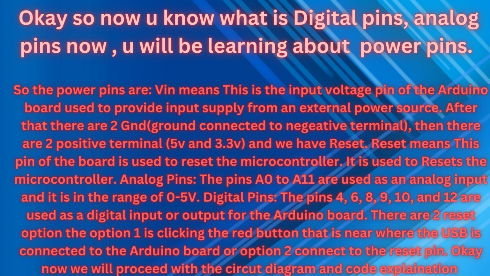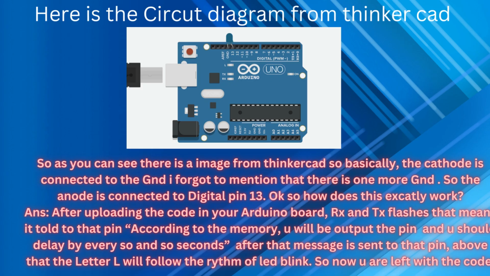Okay, now we will proceed with the circuit diagram and code explanation. Here is the circuit diagram from Tinkercad. So as you can see, there is an image from Tinkercad. Basically, the cathode is connected to the GND. I forgot to mention that there is one more GND. So the anode is connected to digital pin 13. Okay, so how does this exactly work?